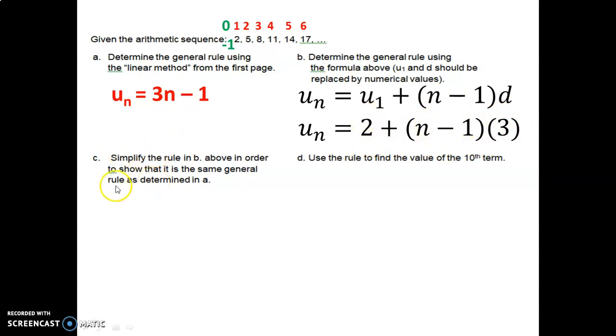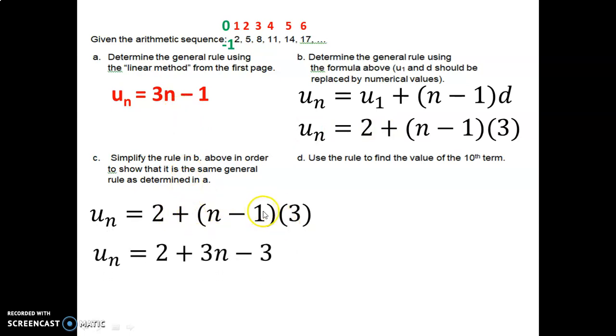But then we have step C here. Simplify this rule to see if it becomes this one basically. So multiply through, combine terms, see if you can turn this into this. Okay, begin with that. Multiply this part by 3, so 3n minus 3 when you multiply this through. Combine the 2 and the -3 to get -1. Hey, and voila, there we have it. That rule looks just like this one.